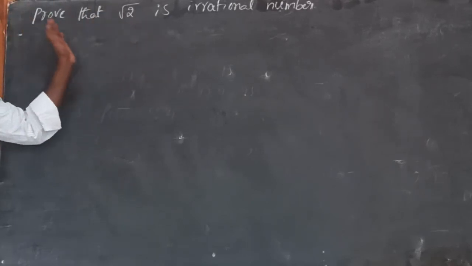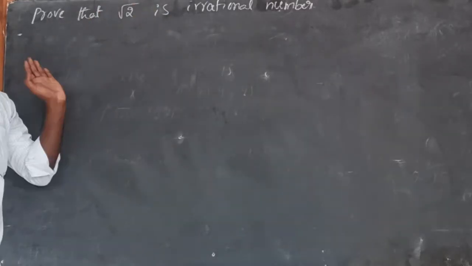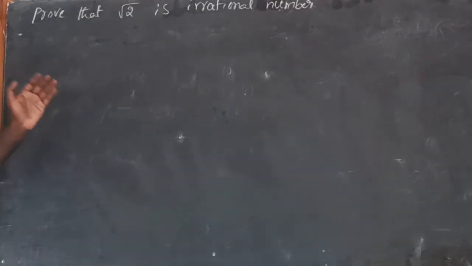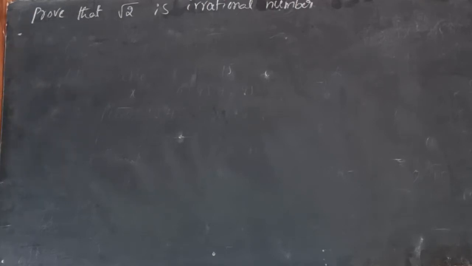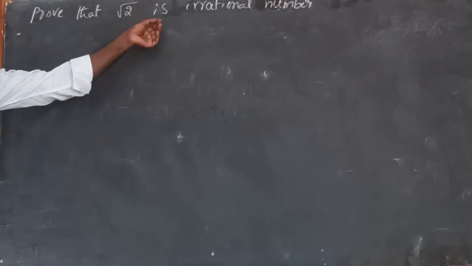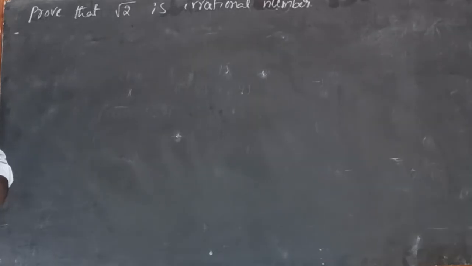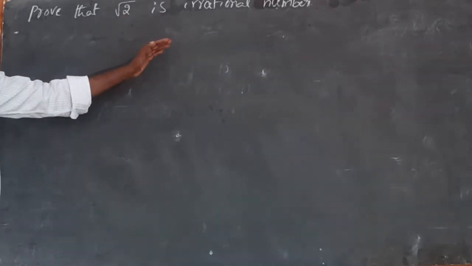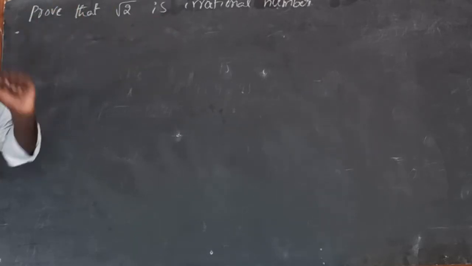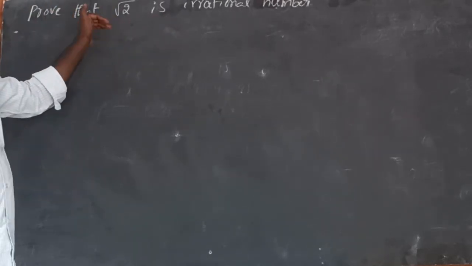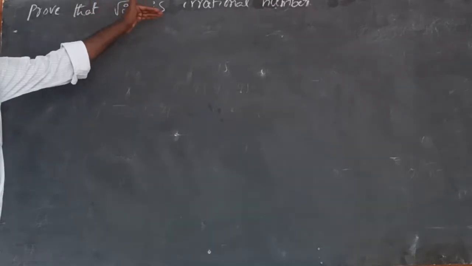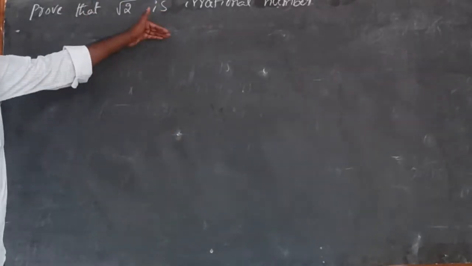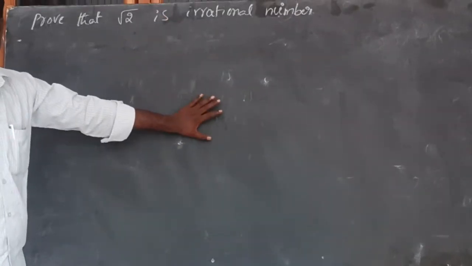Okay, so how can we prove that this number is irrational? By using the contradiction method. Contradiction method means what? First take that it is not an irrational number. It is not an irrational number, what is the meaning of that? It is a rational number. So first we take that root 2 is not an irrational number. Then prove that root 2 is a rational number. Okay, then prove that root 2 is an irrational number.